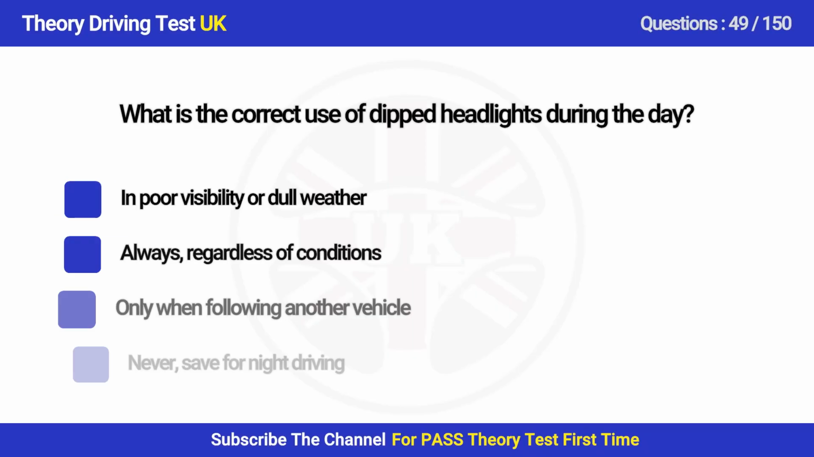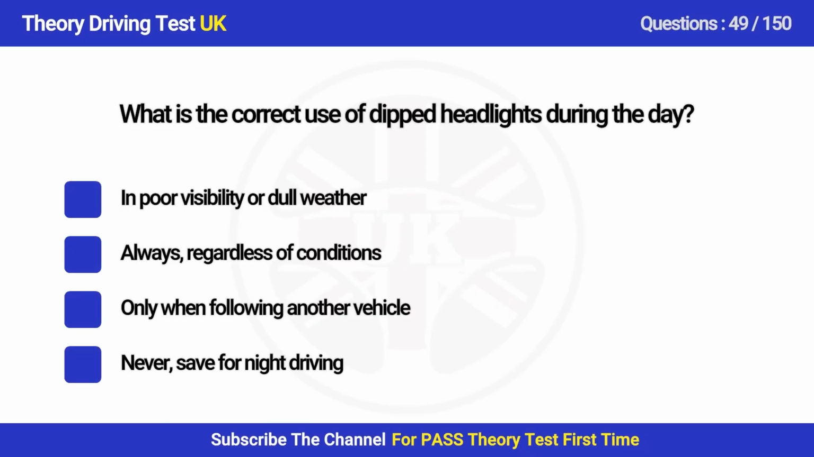Question 49. What is the correct use of dipped headlights during the day? A. In poor visibility or dull weather. B. Always, regardless of conditions. C. Only when following another vehicle. D. Never, save for night driving.